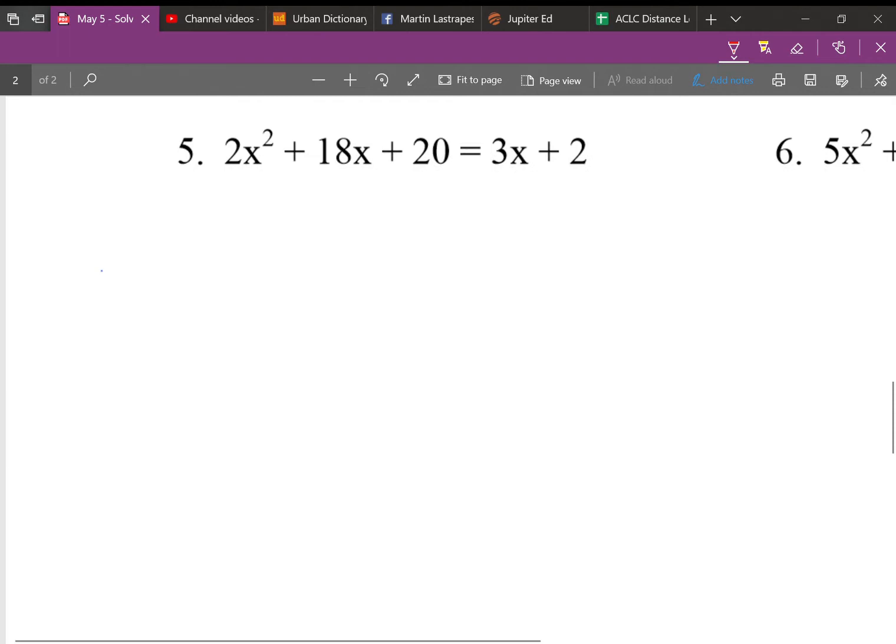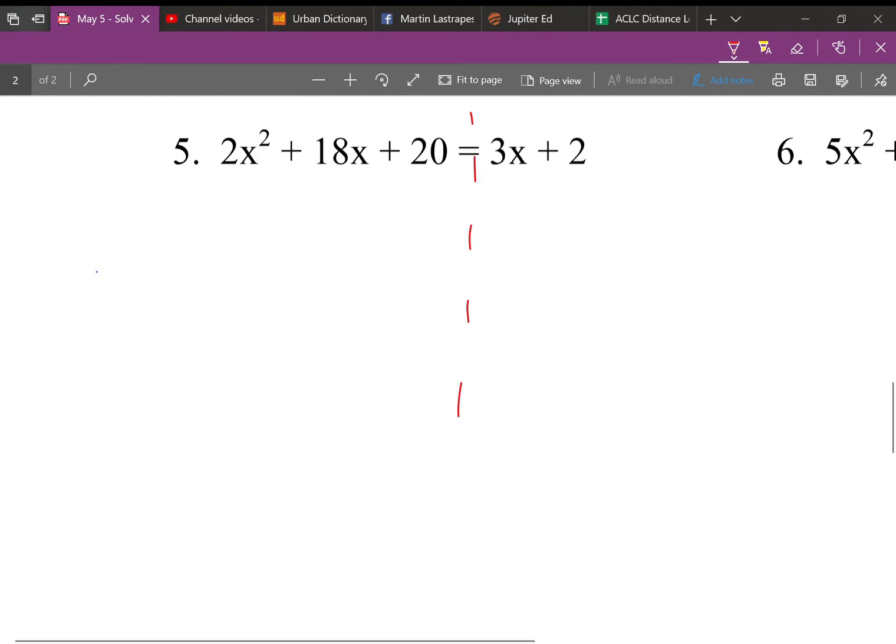So number 5, again, I want you to be going through this checklist. Is this quadratic? Yes, it's quadratic. How do I know? Because it has an x squared term. Is it an equation? Yes. How do I know? Because it has an equal sign, and that's what an equation is, right? However, this is not equal to 0, and what that means is I can't use the zero product property the way it's currently written.